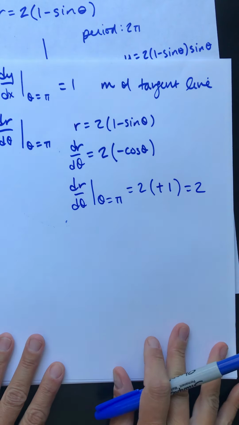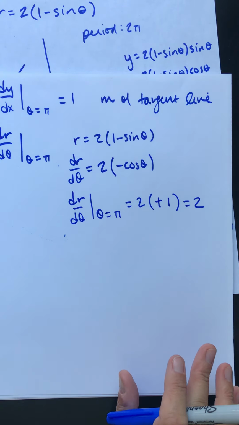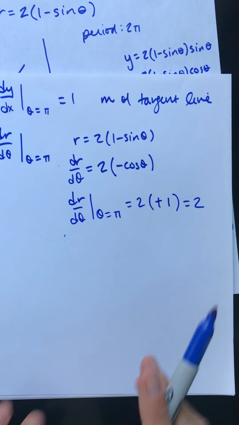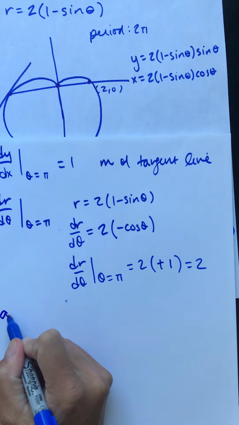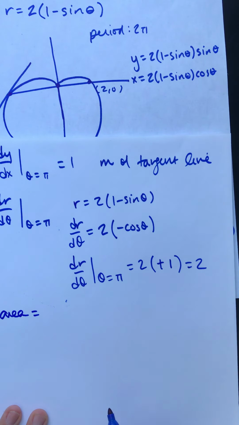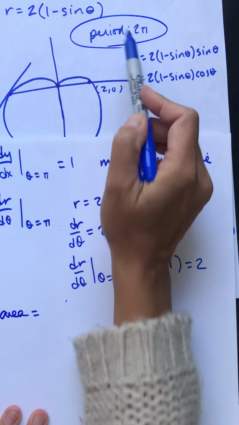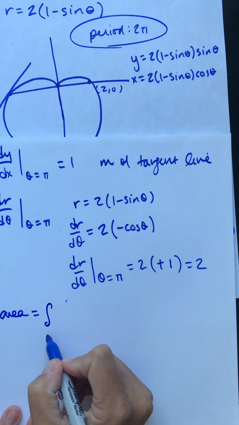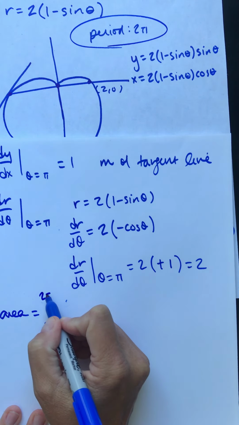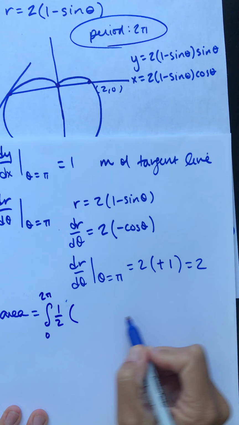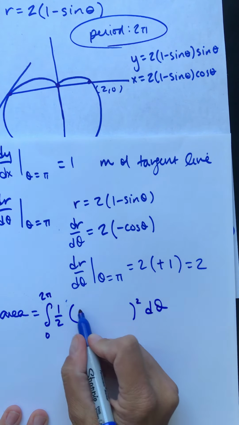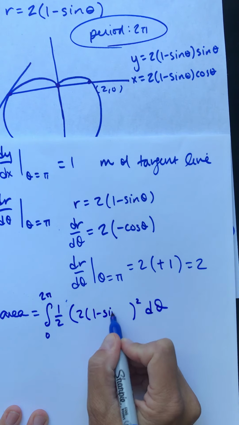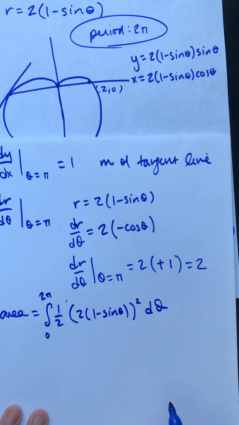So again, working with this same graph here, we can find the area of my squishy peach. Well, it matters very much that my period here is 2 pi. So my area is going to be the integral from 0 to 2 pi of 1/2 r squared d theta. R is 2 times (1 minus sine theta), squared, d theta.